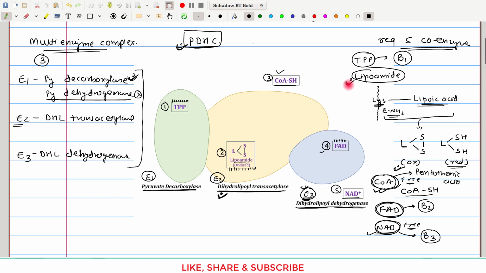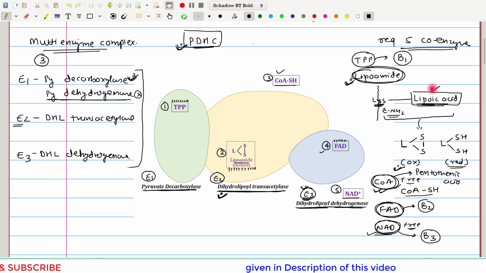And whether to consider lipoamide as a product of a vitamin is debatable. See, some authors consider lipoic acid as a vitamin and some authors do not. So, this is a debatable topic. I will leave it up to you whether you consider it a derivative of a vitamin or not. So, this is more or less the structure of the pyruvate dehydrogenase complex.